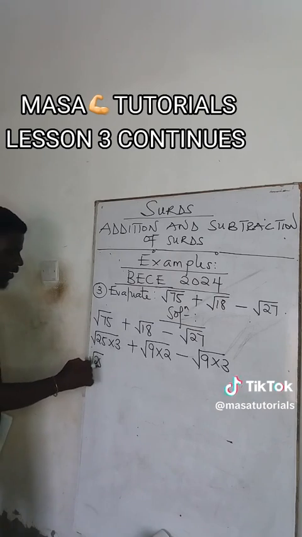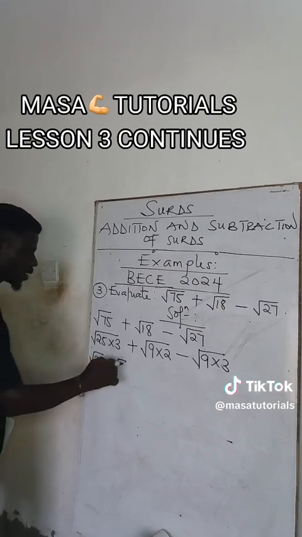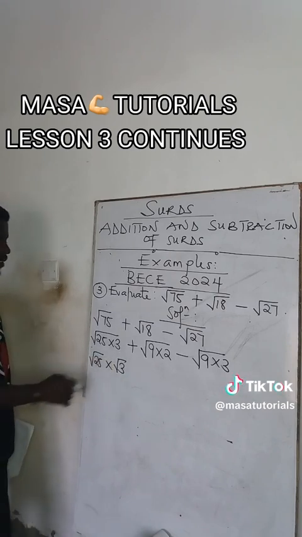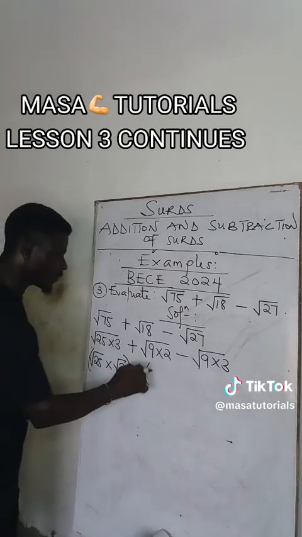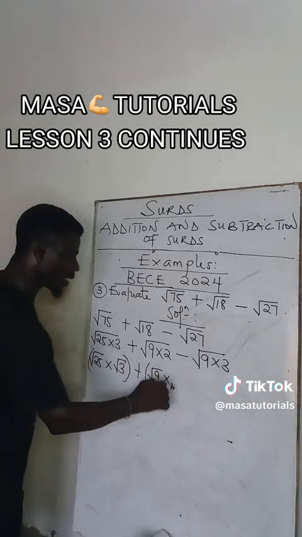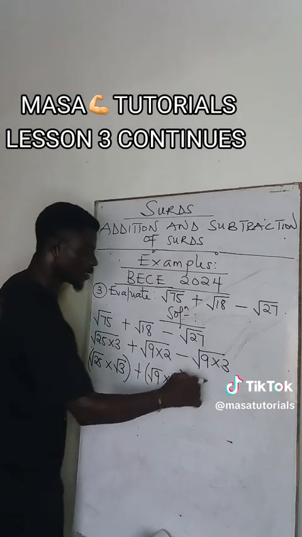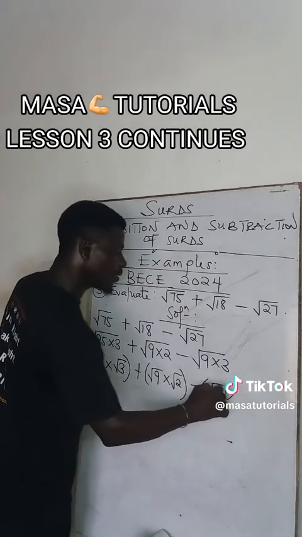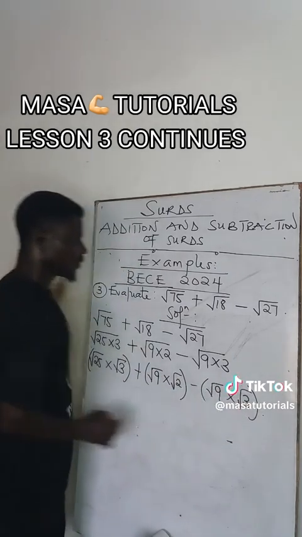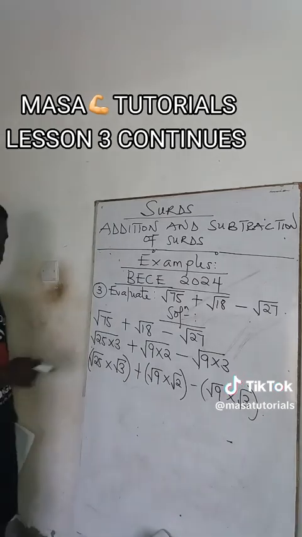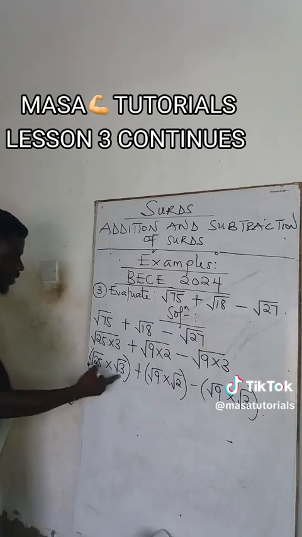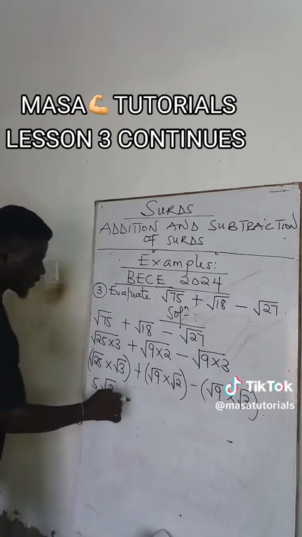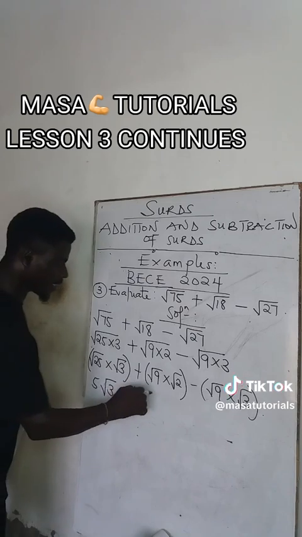So we need to split out the square root here. Because it's multiplication, we can split it out like this: square root of 25 times square root of 3, then plus square root of 9 times square root of 2, minus square root of 9 times square root of 3. Now square root of 25 is 5. Then when it's multiplied by square root of 3, we just drop it down. 5 square root of 3 plus square root of 9, which is just 3.